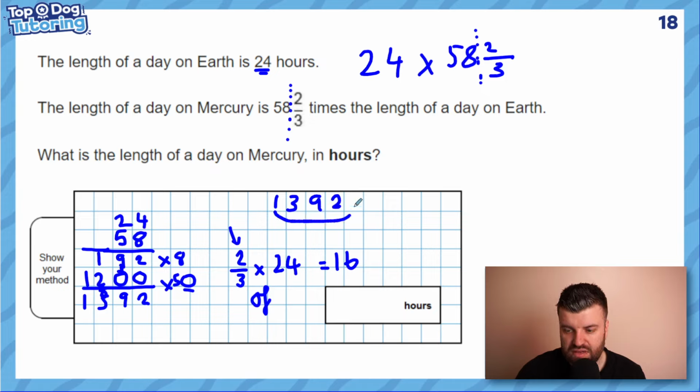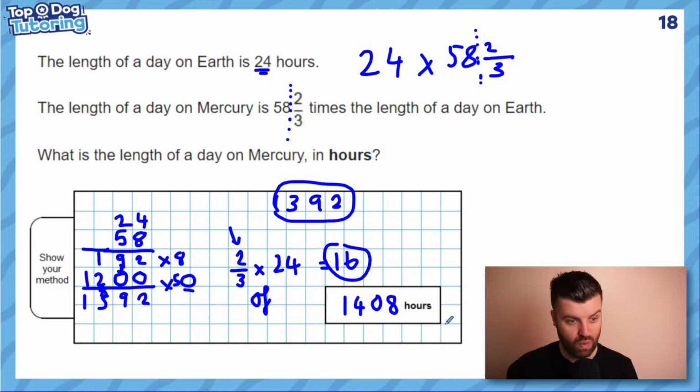So then I've got 1,392. I've got 16. We have to add them up. So we're going to have 8 in the ones. We're going to have 10 in the tens, so exchange over. 4 in the hundreds. 1,408 hours. Whoa! Tricky fraction question there.